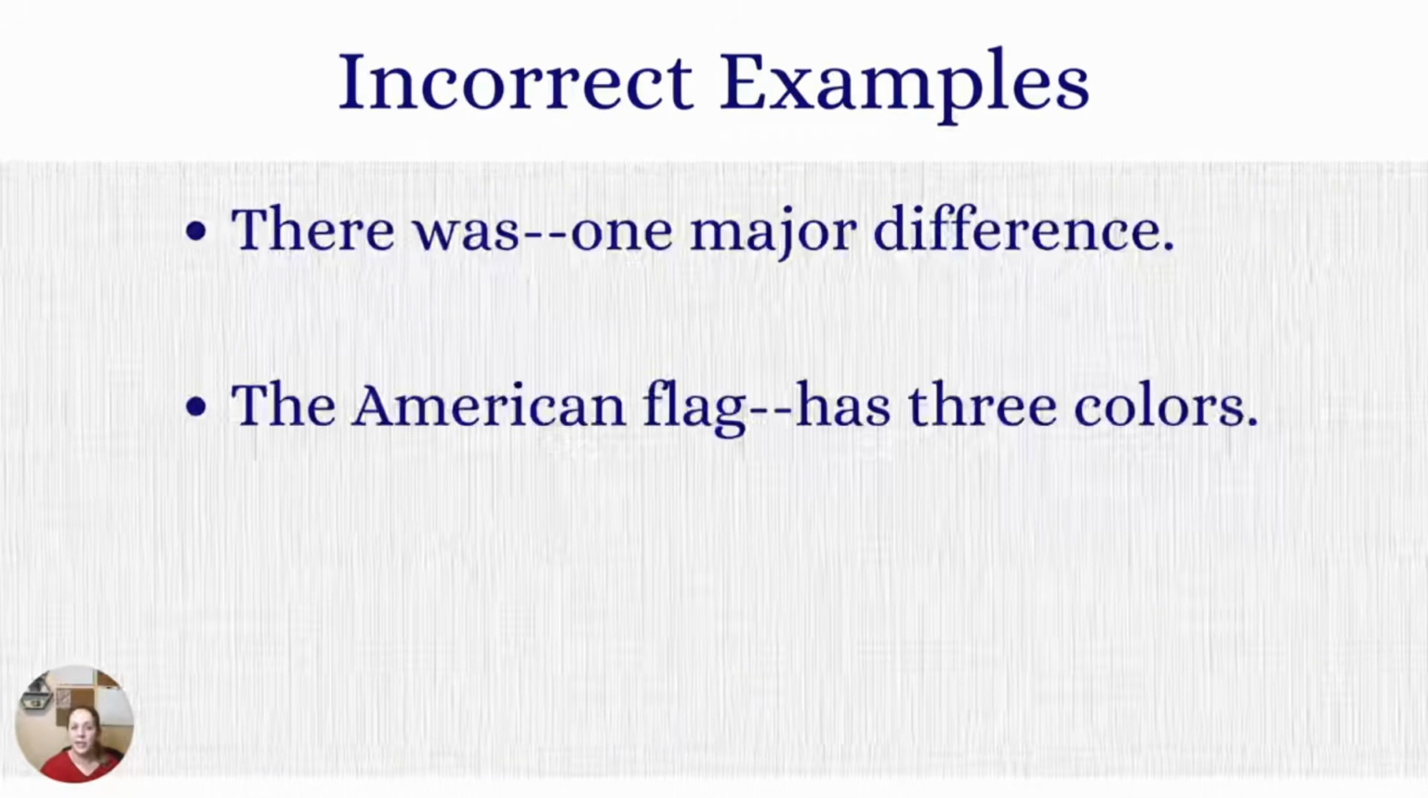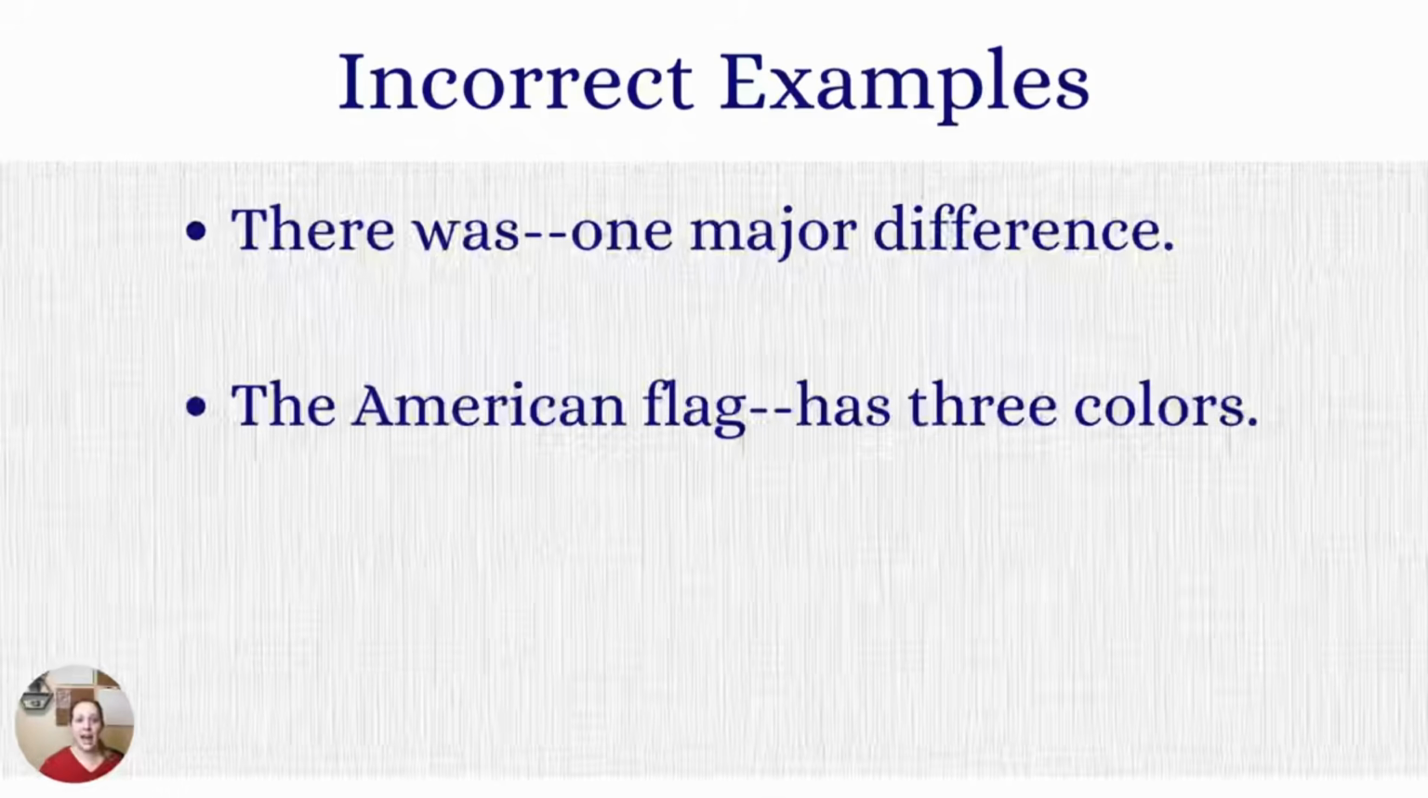Now let's look at some incorrect examples. Again, these are the same sentence. However, the dash is now put in the wrong spot, making it written incorrectly. So for example, it says "There was—one major difference." In this case, there was is not a complete thought, and so it's very odd to break the sentence up in that way.